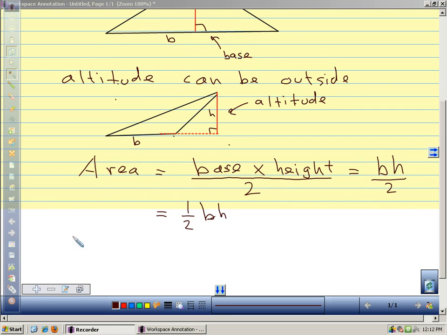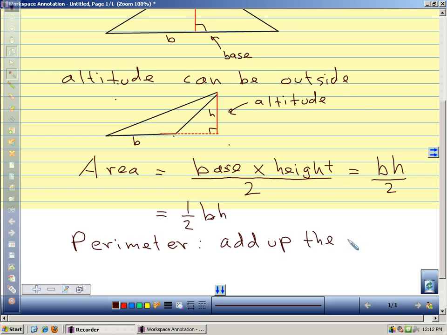The perimeter. We don't have a formula for the perimeter of a triangle, but how do we find the perimeter of any shape? Add up all the outsides, right. So for any shape, to find the perimeter, we just add up the sides. So our area for a triangle is base times height divided by 2. And for our perimeter, we add up all the sides. Any questions on that?